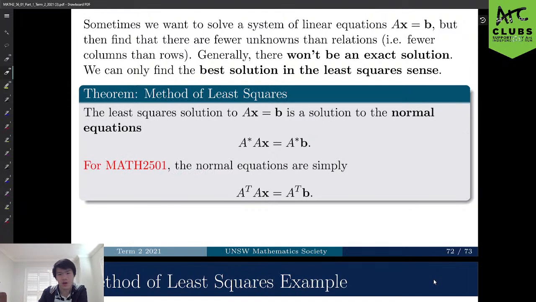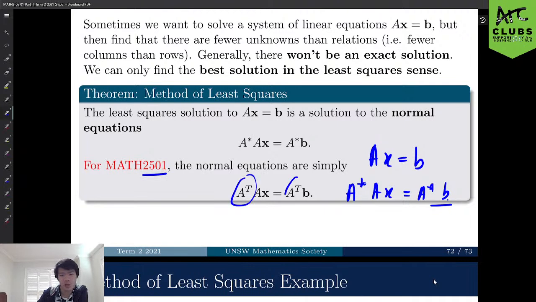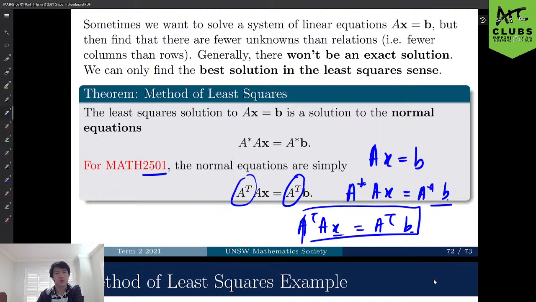Okay, so if you can't solve the equation, the best you can do is find the closest solution. And that's what's called the least squares solution. So we have this equation Ax = b, and there's no solution. So what we do is just multiply by the adjoint of A on the left. For Math2501, we just use A^T because we don't talk about adjoints, we just talk about the transpose. So we just do this. Either way, we just multiply it by something on the left, and we'll get something that will be solvable.